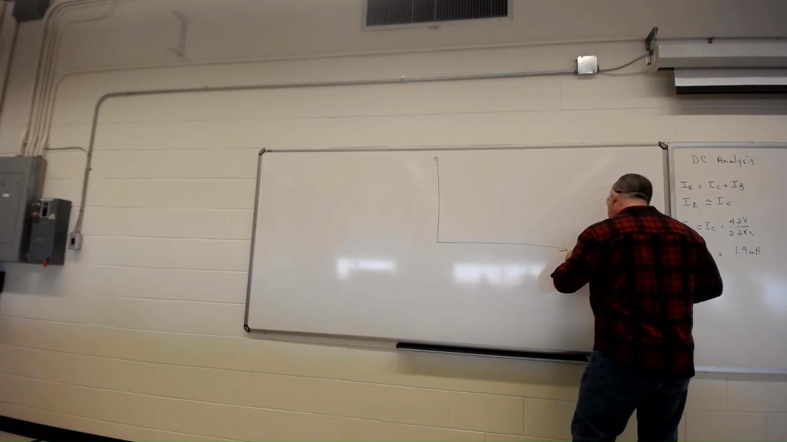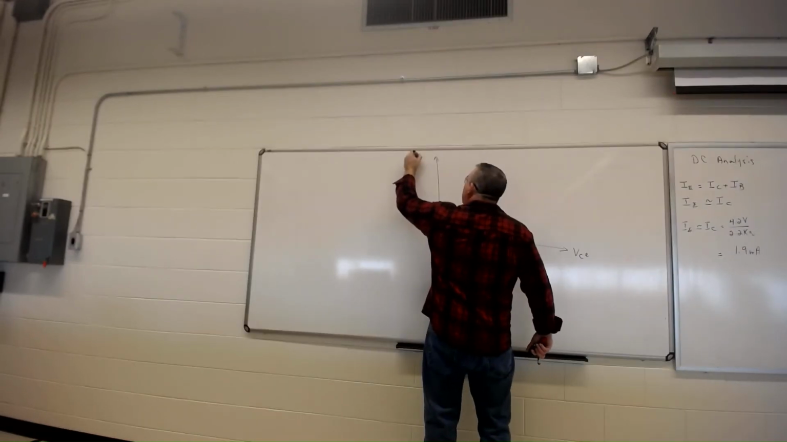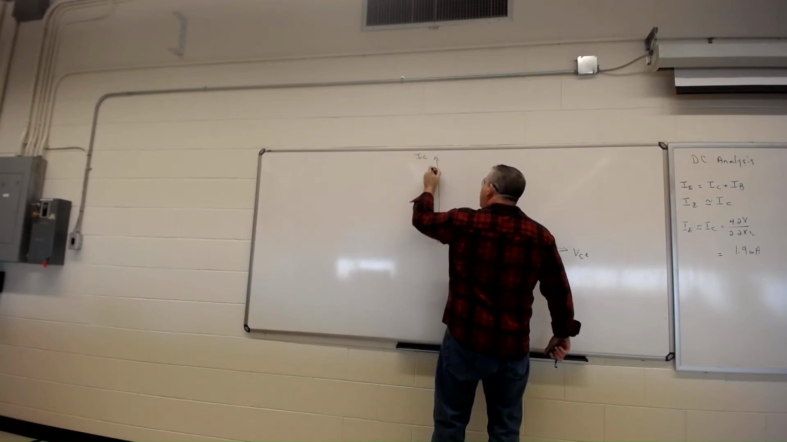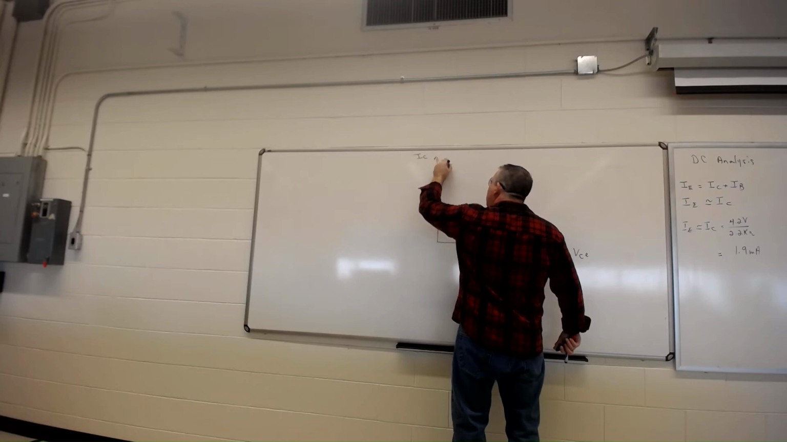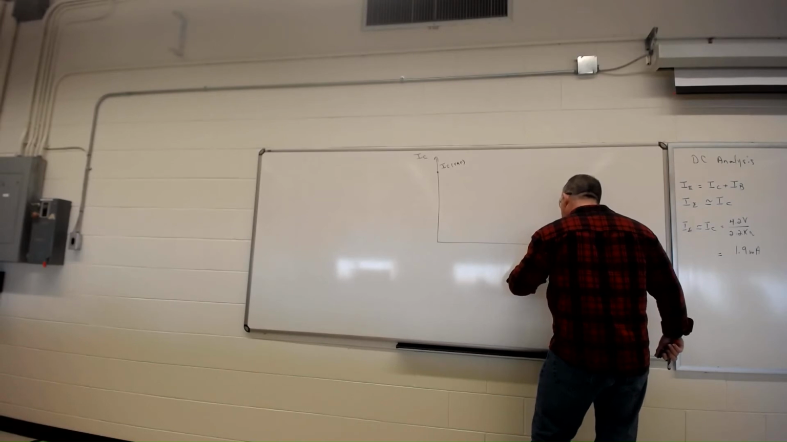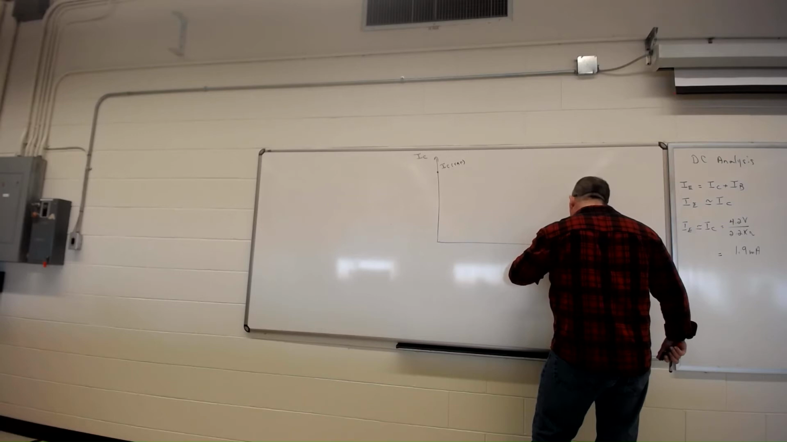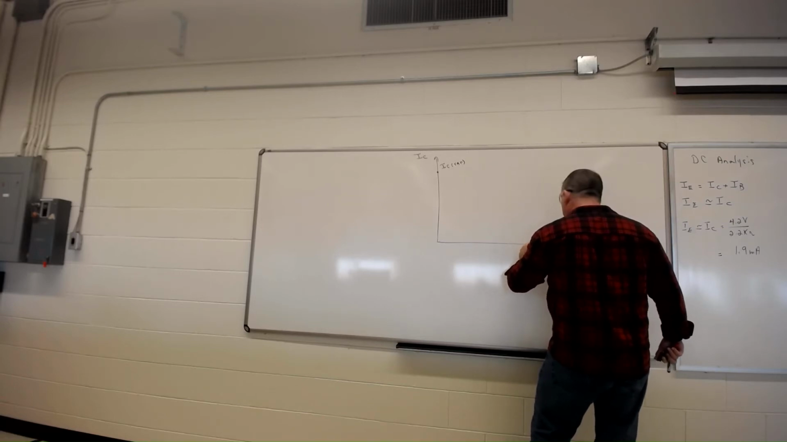We're going to put VCE in this one. We're going to put IC over here. And we're going to put two dots here. So we're going to put IC saturation at this end. And we're going to put VCE cutoff at the other end. This value would be 12 volts, roughly.